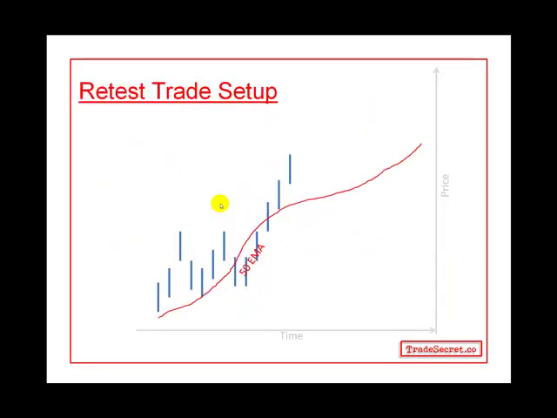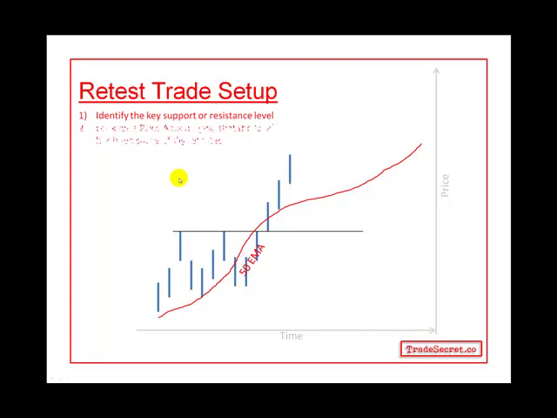So let's have a look at the trade setup in diagrammatic form. Basically what we want to do is identify that key support resistance level. So I've got an existing uptrend and I've identified that there was a resistance level, a couple of attempts there before it broke through. So that's the key thing to look for.